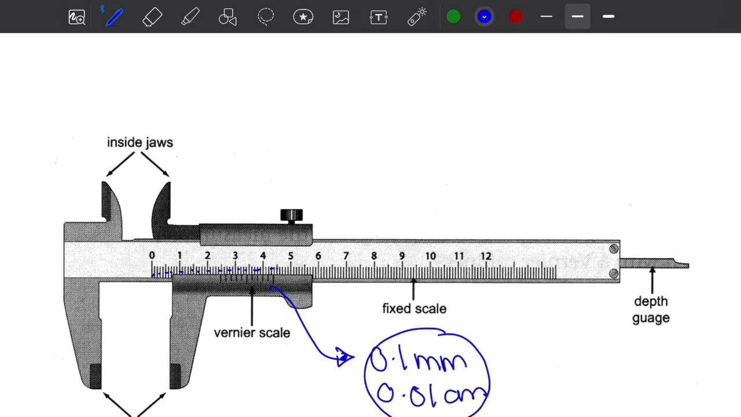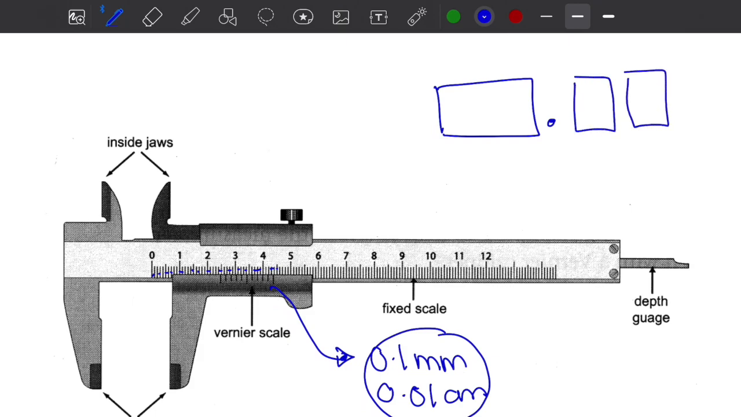So basically, if we use this vernier caliper to take a measurement, we're going to have some measurement here, dot, a number, and a number. So we will have 2 decimal places, and this is if we represent our answers in centimeters.